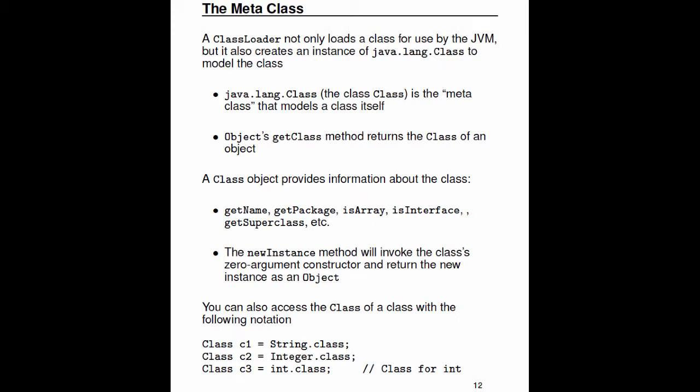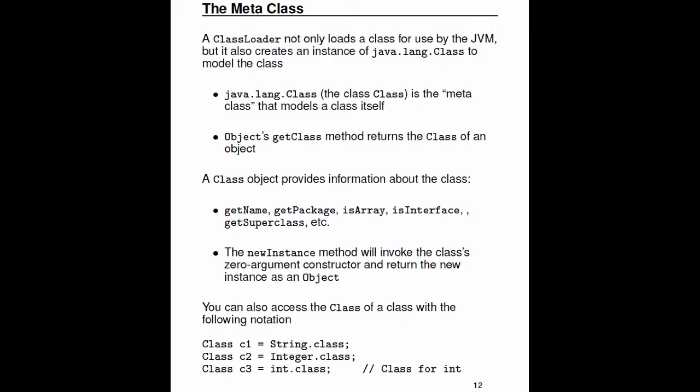And so if you look at what the class provides, it's information such as the name of the class, what package is the class in, is that class an array class, is it an interface, what's the class's superclass, things like that. And then you can also perform operations on the class, like, okay, I've got a reference to this class, create me a new instance of it. And you can call newInstance with 0 arguments, which will invoke the 0 argument constructor, or you can provide arguments to the newInstance method that will then be passed to the appropriate constructor of the class. So what the meta class allows you to do is introspect a class at runtime.